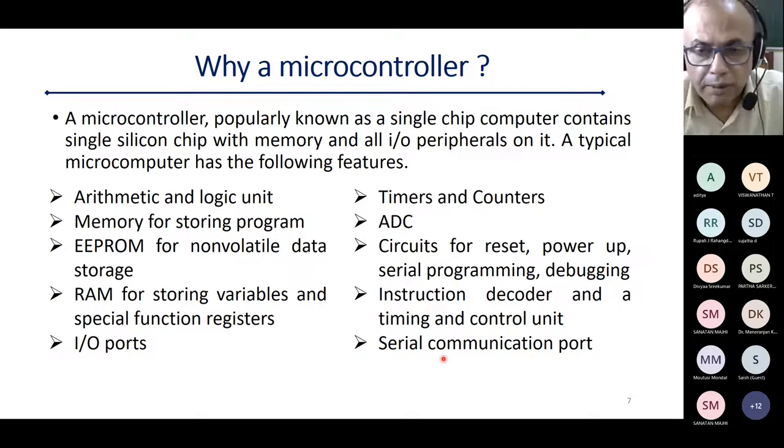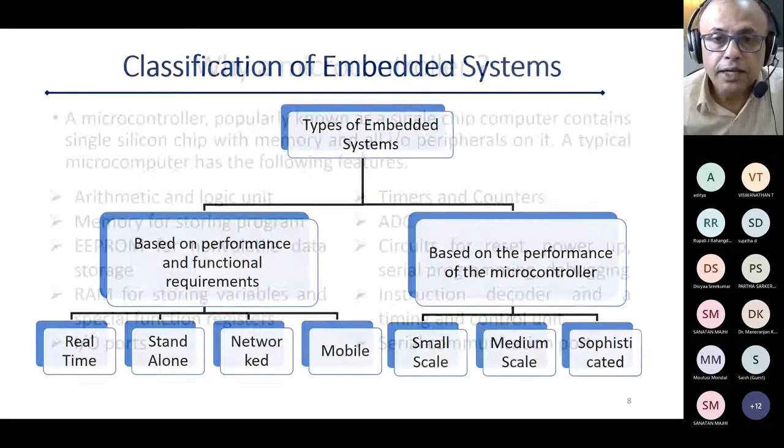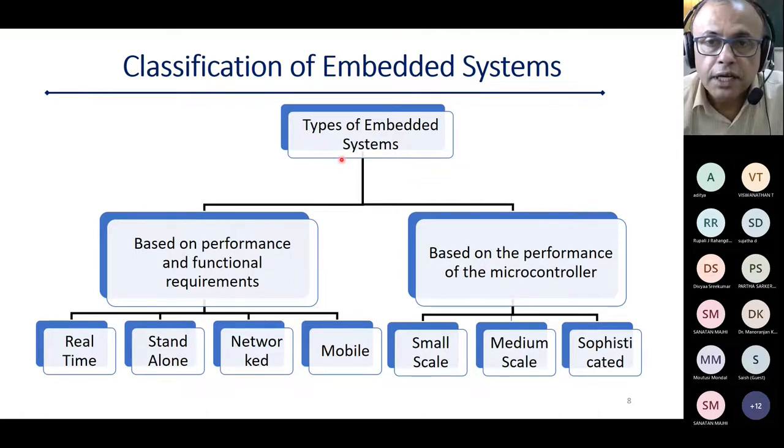Along with that, many other components, maybe based on the application, but some of the minimum things that are required are given over here. So coming to the classification, types of embedded system, it is based on performance and functional requirement, whether it is real time, like the glucose sensors I told you about, standalone, network based or mobile based, and based on the performance of the microcontroller, whether it is small scale, medium scale, or sophisticated, where large memory is also required, and a very robust and powerful microcontroller or microprocessor is also required.